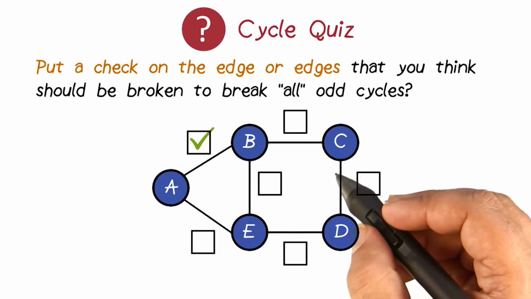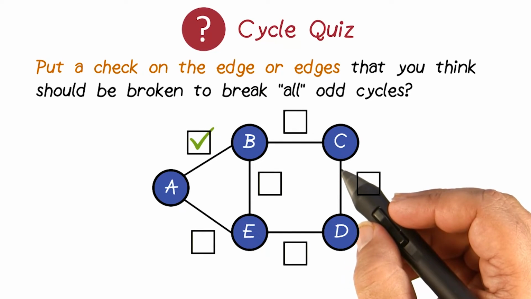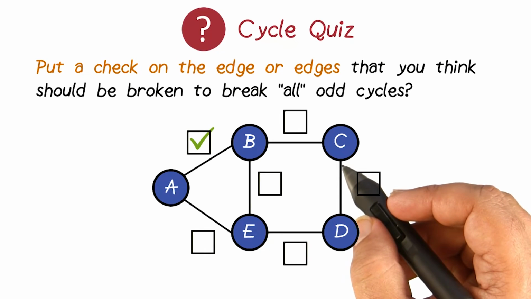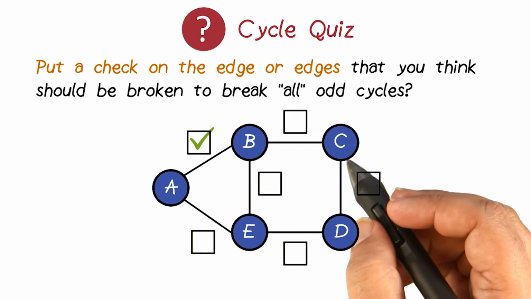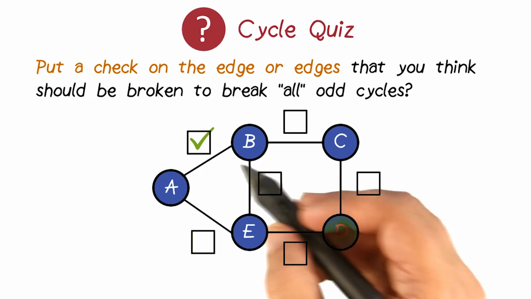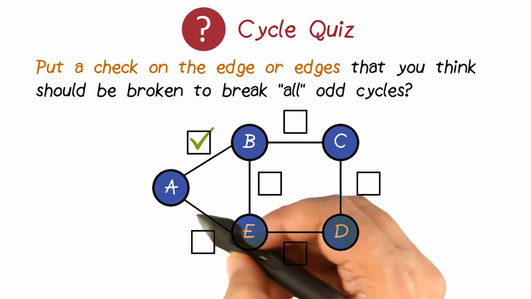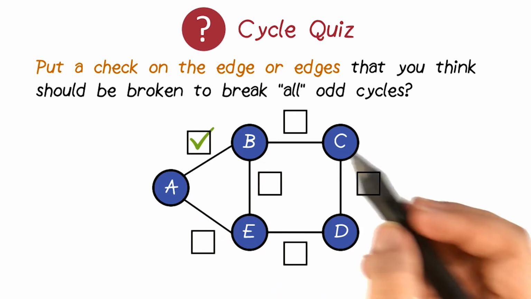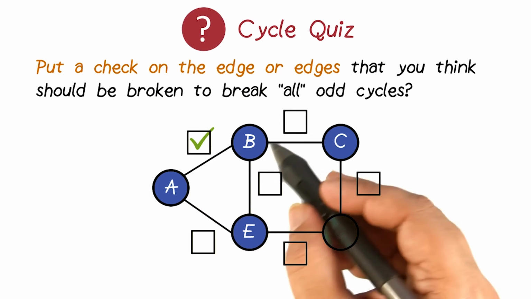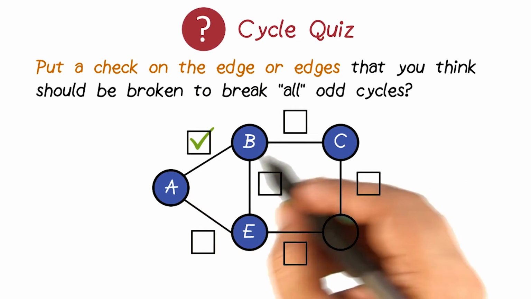Let us now check our answers. Which are the edges that should be removed to break all odd cycles? So the first answer is edge AB. First of all, how many odd cycles are there? There are two of those. One is ABE. This is one odd cycle of length 3. And the second odd cycle is ABCDE, which is of length 5.